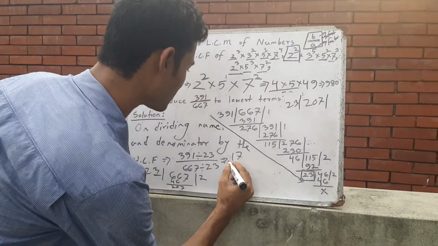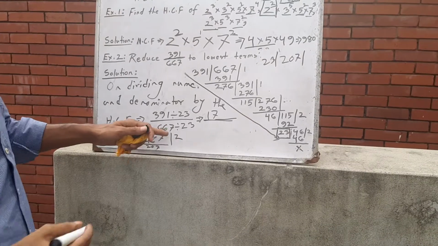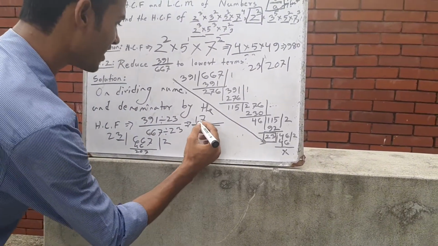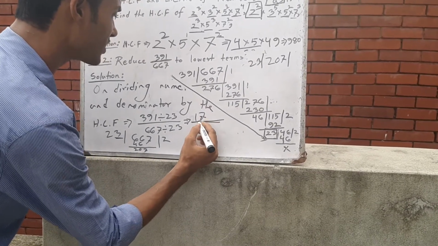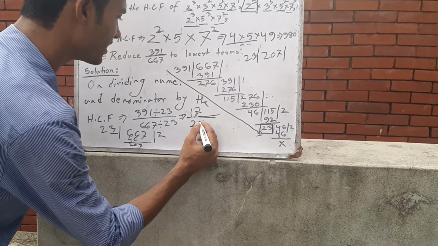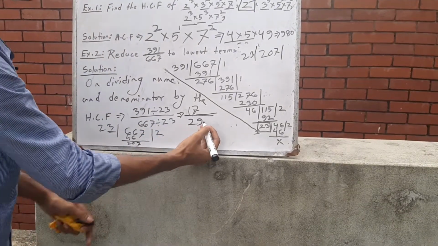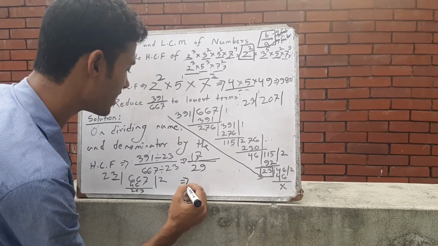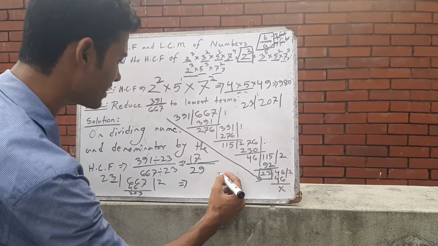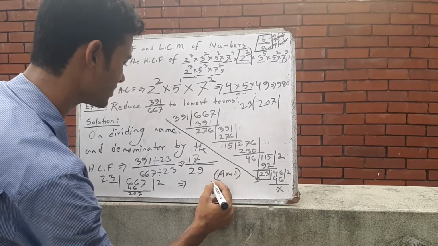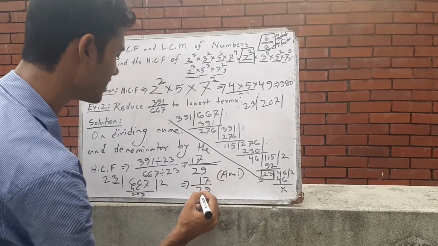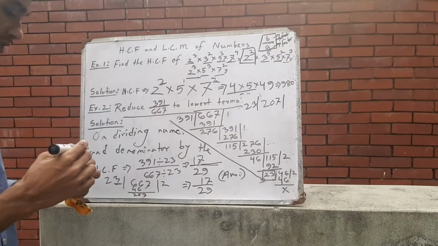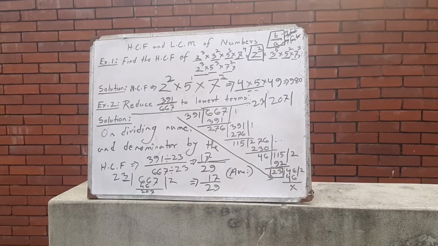So by dividing 391 and 667 by their highest common factor, we find a fraction. The numerator is 17, the denominator is 29. By dividing 667 by 23, we are able to find the number 29. So here is our result: 17 by 29 is the lowest term of 391 divided by 667.